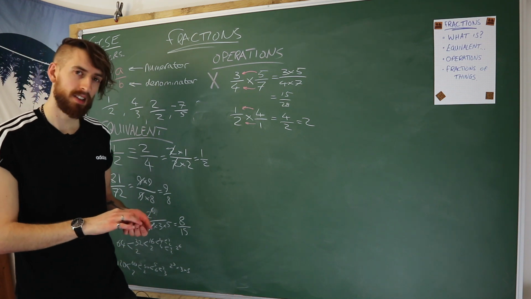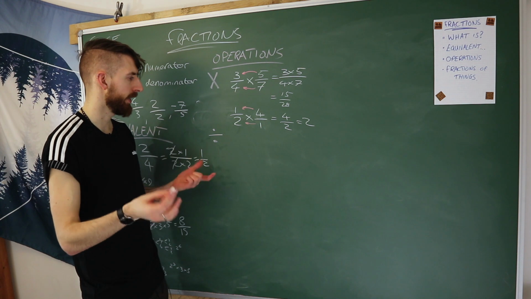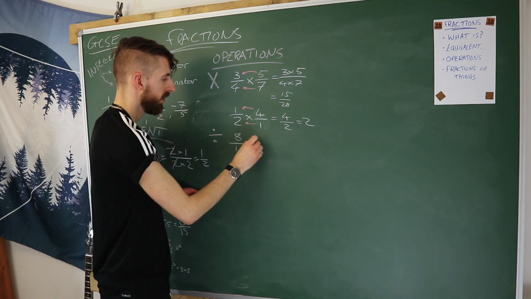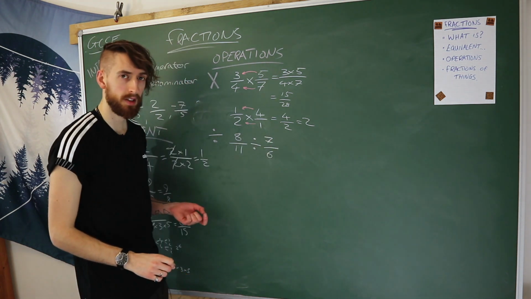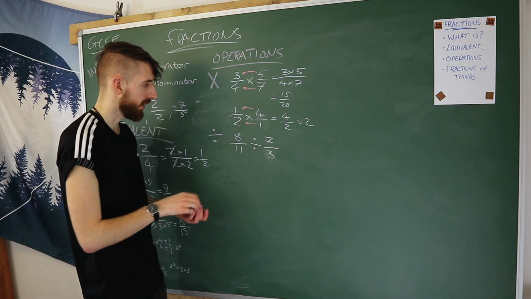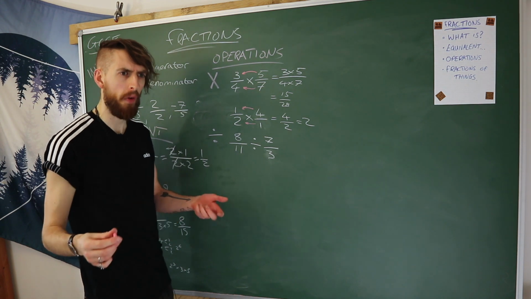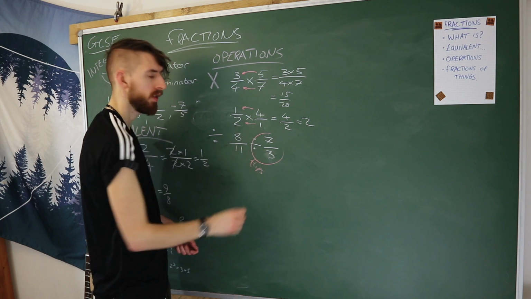Hey, so next, let's look at divide. Let's say that we're dividing 8/11 being divided by 7/6. Let's do a small number. What this means is that, because you're dividing by a fraction, which means you're doing a fraction of a fraction, just remember this rule. This bit, you're going to flip it.